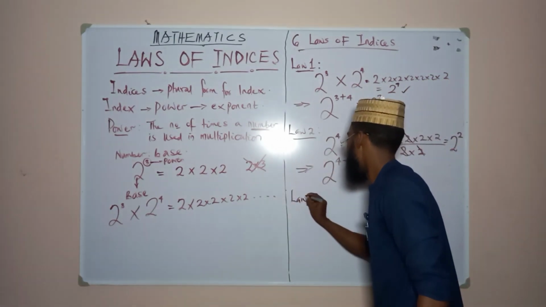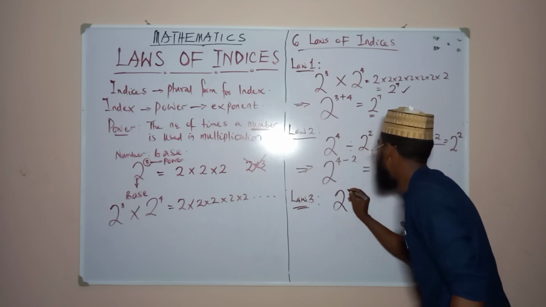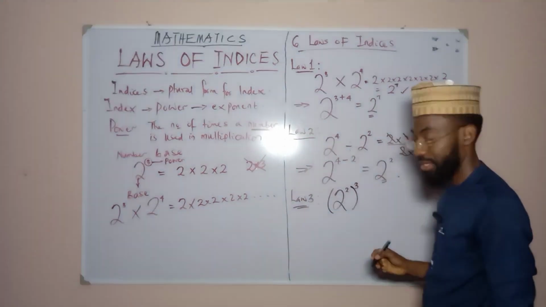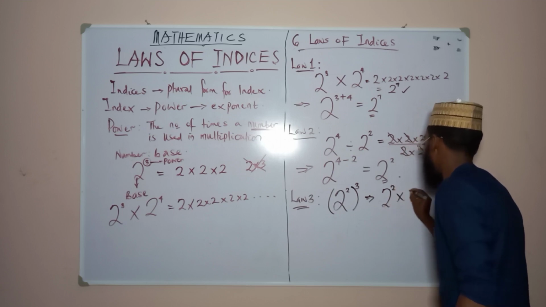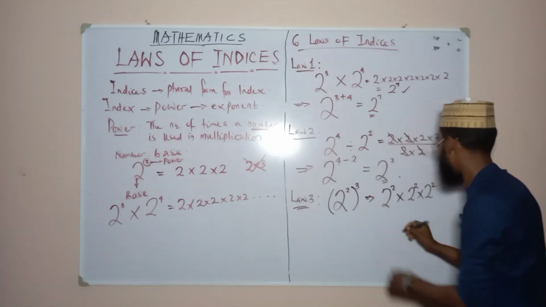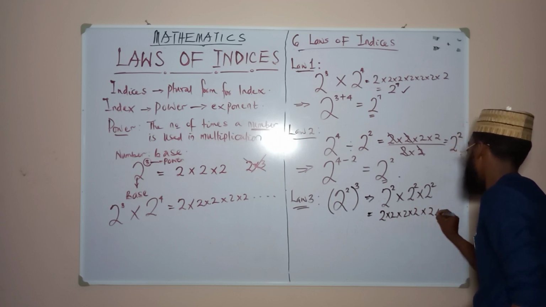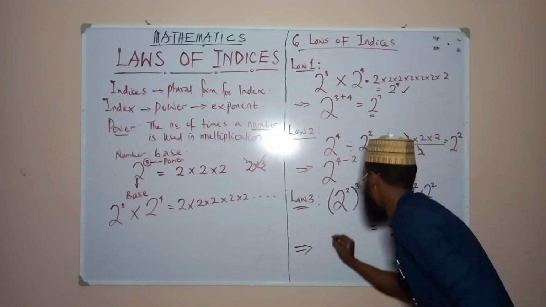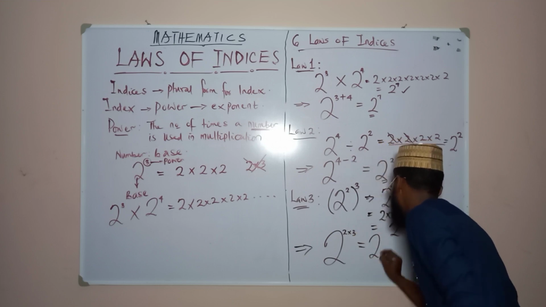Now, law 3 says when you have a number raised to a power and that number is also raised to another power, rather than doing this, because this is going to be 2 raised to power 2 times 2 raised to power 2 times 2 raised to power 2, this is 2 raised to power 2 into 3 places, and then you would have to do 2 times 2 times 2 times 2 times 2 times 2 to give you 2 raised to power 6. The law says write down the base and then multiply the powers, 2 times 3, which will give you 2 raised to power 6.